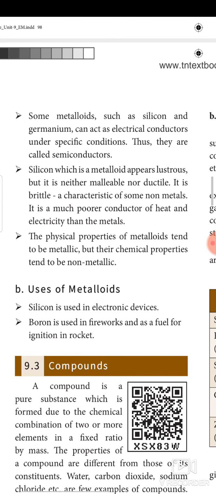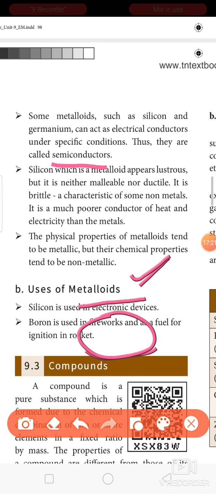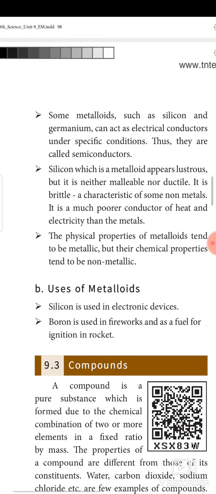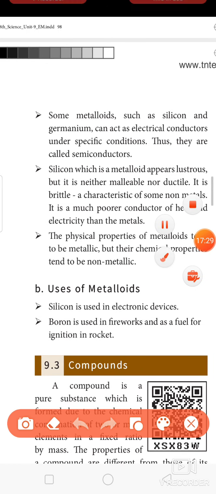Some examples of alloys: sterling silver, which we used to wear in studs, earrings, bracelets, etc. It is an alloy of silver and copper. These are all examples of alloys. Some metalloids such as silicon and germanium can act as electrical conductors under specific conditions. Thus they are called semiconductors. Semiconducting is a very peculiar property of the metalloids.